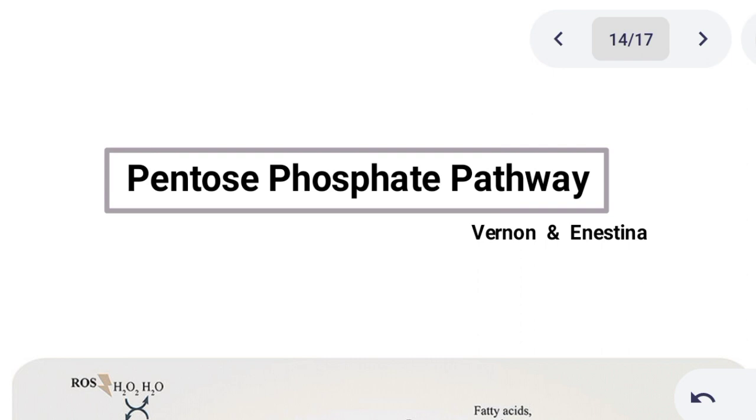So this pathway occurs specifically in the cytosol of the cells. It doesn't occur in the mitochondria. It occurs in the cytoplasm, the cytosol of the cells. This pathway is most common in cells that produce lipids, where lipogenesis occurs, for example, in adipocytes. It also occurs in cells like hepatocytes as well as erythrocytes, which are red blood cells.